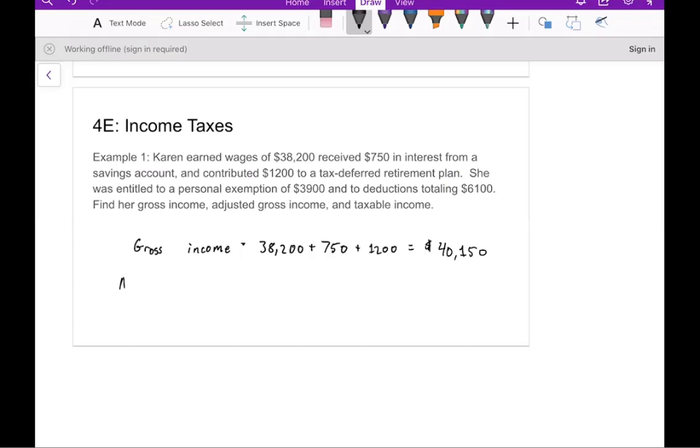Now we next want to find the adjusted gross income, and this is of course going to be once we remove the adjustments. In this case, our adjustment is the $1,200 contribution to the retirement plan. So I take my 40,150 and subtract 1,200. So if I do 40,150 and subtract 1,200, I'm going to get that my adjusted gross income is $38,950.